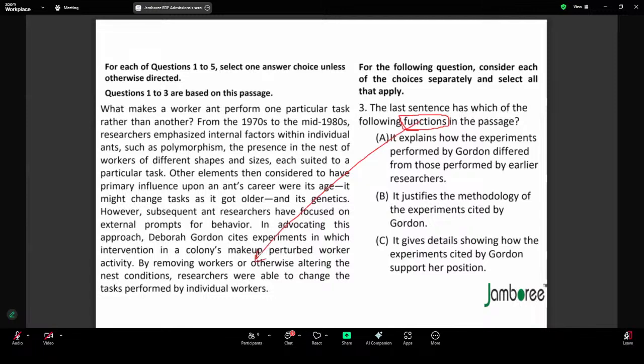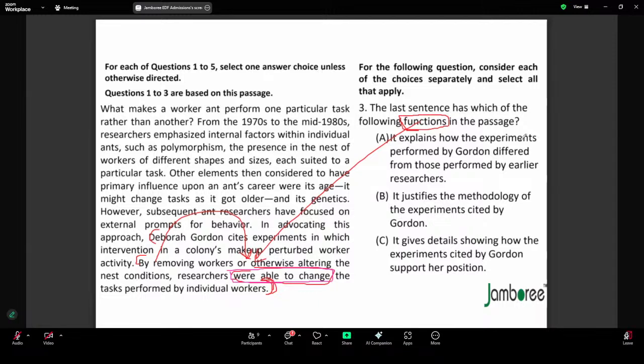This one says, by removing the workers or otherwise altering nest conditions, researchers were able to change tasks performed by this. So right before this, Deborah had said, cites experiments in which intervention in the colonies makes a perturbed. And then this seems like an example of that, sort of like proves it. Were able to. So this is like were able to, that means this actually practically happened in reality.